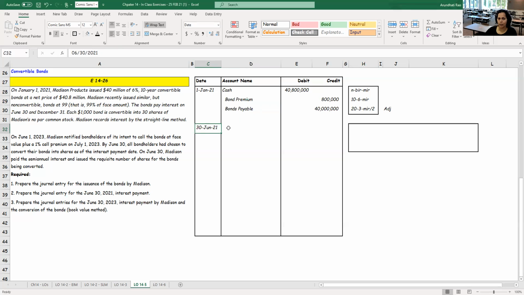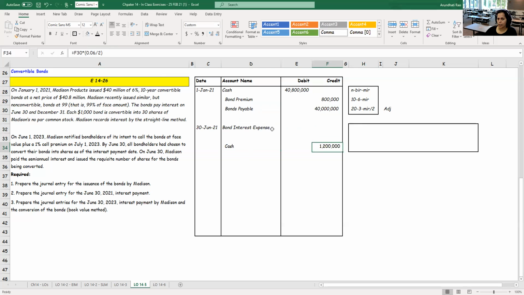This is fairly simple. I will have bond interest expense debit. I'll leave a line and I'll write cash credit. I am paying 20 times, I will pay 3% of face value. So face value is 40 million. 3% of that is going to be $1.2 million.